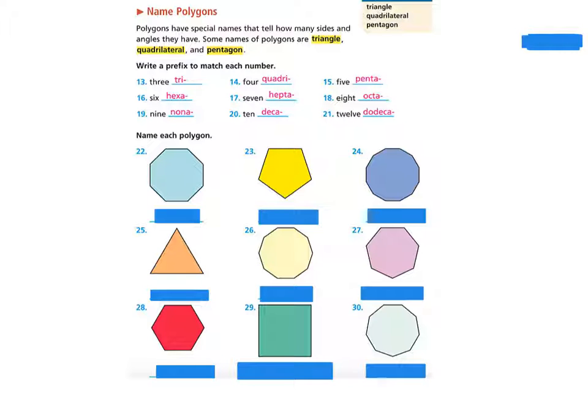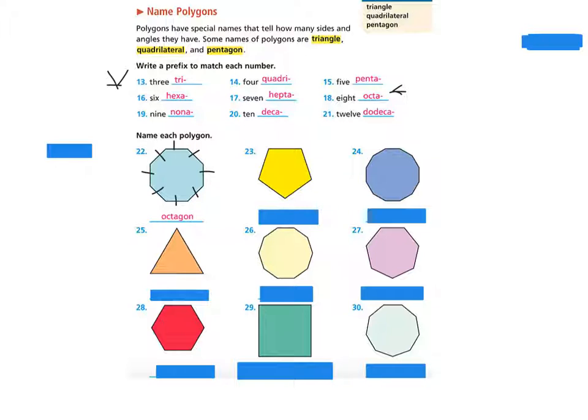So now we're going to try to name all of these polygons. You'll use these prefixes up here to help you when we're trying to name it. The first thing I do when I try to name polygons is I count all the sides. I just draw little lines to count 1, 2, 3, 4, 5, 6, 7, 8. This is an 8-sided polygon. So I look up here, number 18 here is an 8-sided polygon. So I'm going to call this one an octagon.